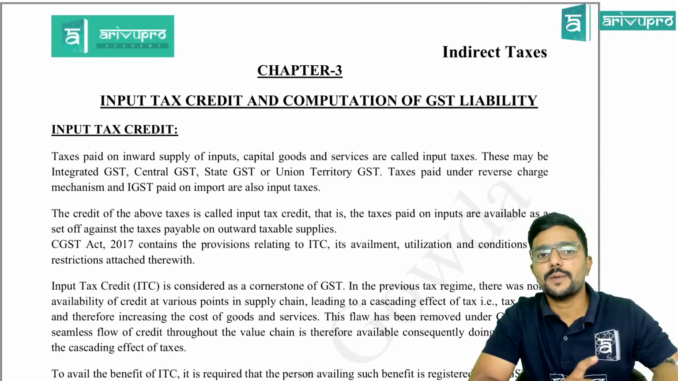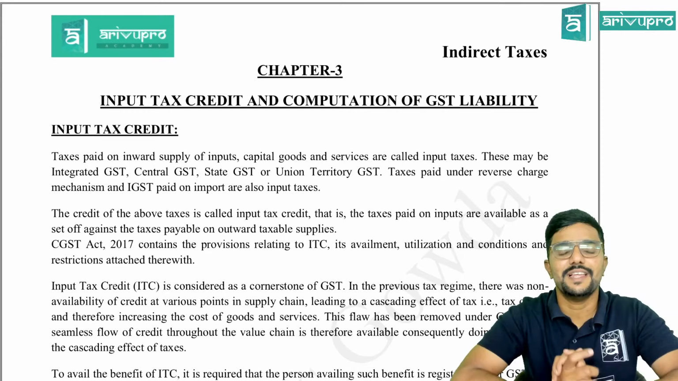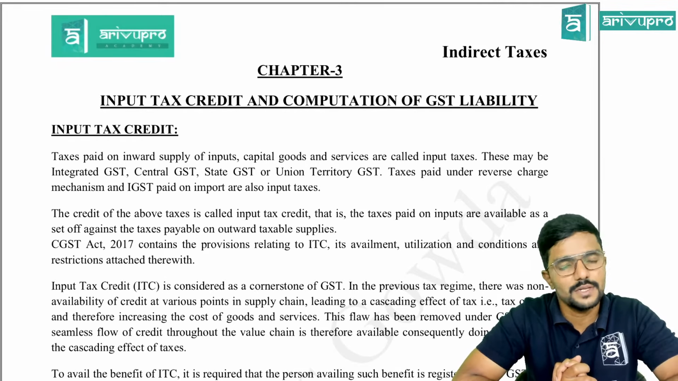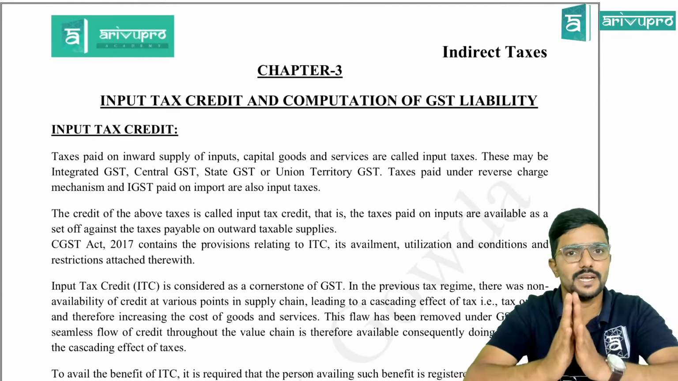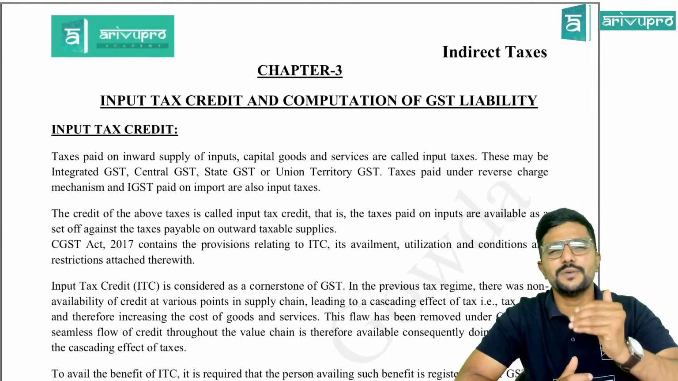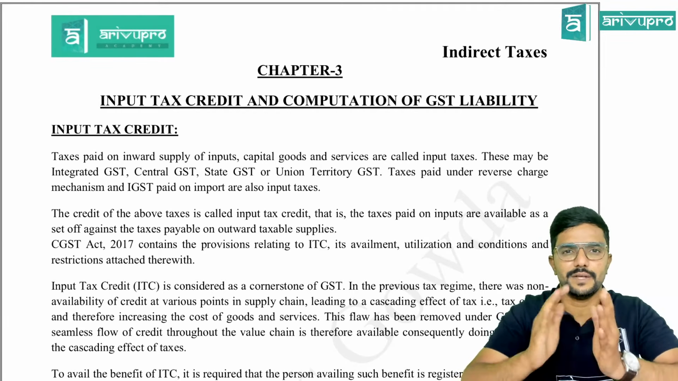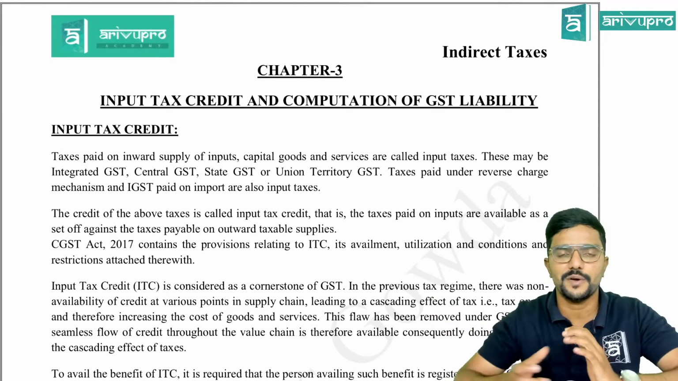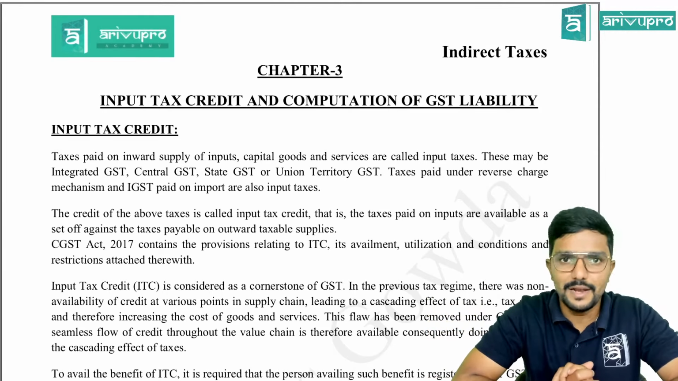We have completed chapter 2, finally the lengthiest chapter. Now we will be starting with chapter 3, which talks about input tax credit and computation of GST liability. This is also a bit lengthy content, but still not as much as chapter 2. That is why I have divided chapter 2 into 3 parts: chapter 2.1, chapter 2.2 and chapter 2.3. Hope you have studied whatever has been covered.